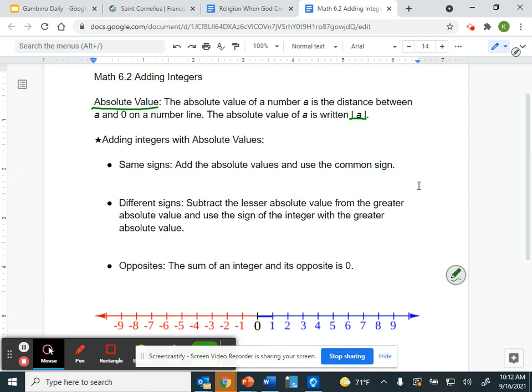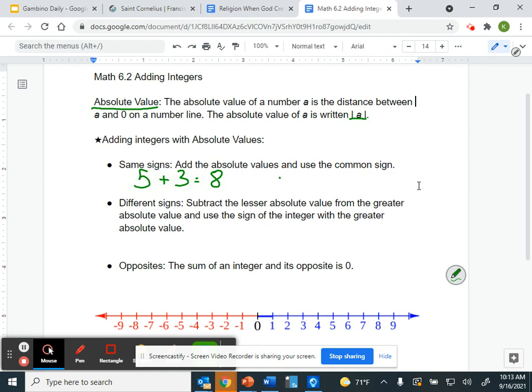Adding integers with absolute values. If they have the same signs, you add the absolute values and then use the common sign. So you're using the same numbers and then putting the sign on it. So if we have +5, we don't have to put the positive sign like that. We could say 5 plus 3. We add the two together and it equals +8.